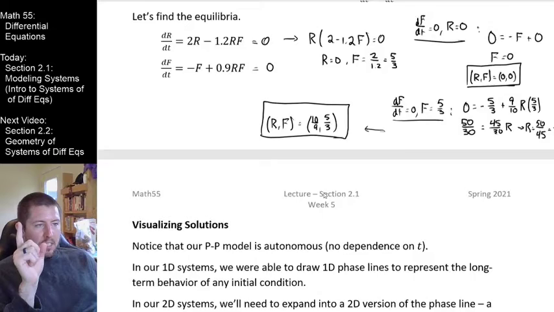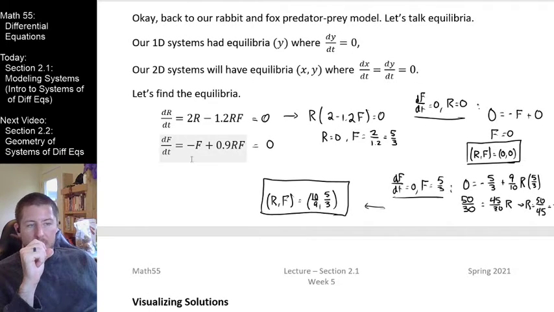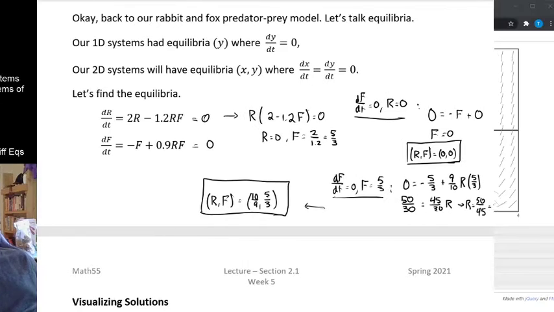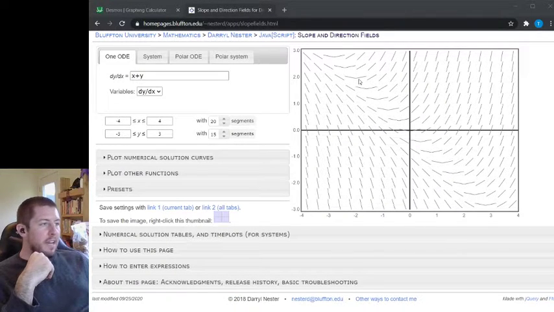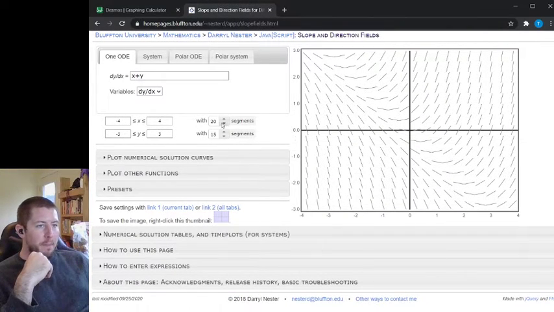My intention is to go over there and to throw in exactly this equation. I'm going to use x for rabbits, y for foxes over there. So popping on over, Bluffton.edu. Thanks to the dude at Bluffton that made this, Daryl Nestor. He's our man this semester.